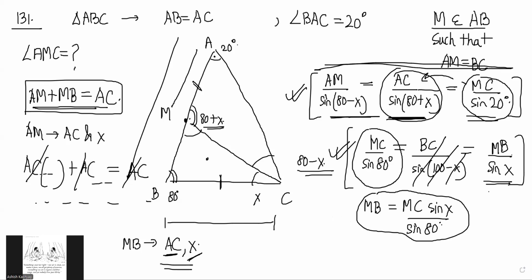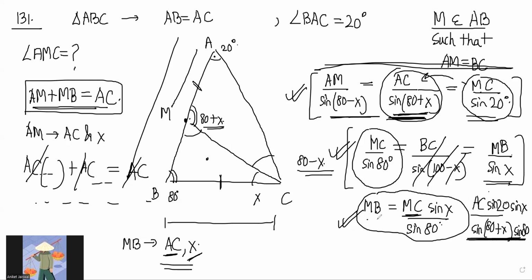So I'm saying write MB in terms of MC. MC is AC into sine 20 by sine 80 plus x. Put that here, you will get AC into sine 20 into sine x by sine 80 plus x into sine 80. That is my MB, and from here I already know AM is equal to AC into sine 80 minus x by sine 80 plus x, right? And AM plus MB is equal to AC, so AC gets eliminated now.